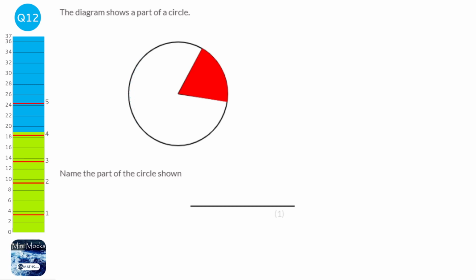Then if you've got a line across the circle going through the centre, that's a diameter. If you've got a line just going to the centre, then that's called a radius. If you've got a line that touches the circle just on one point, like that, that's a tangent. But in this case, we have a sector.